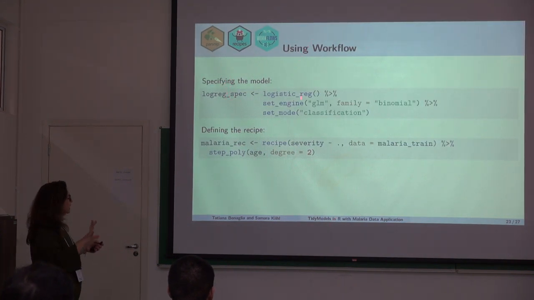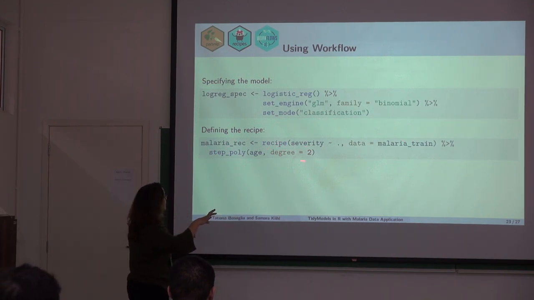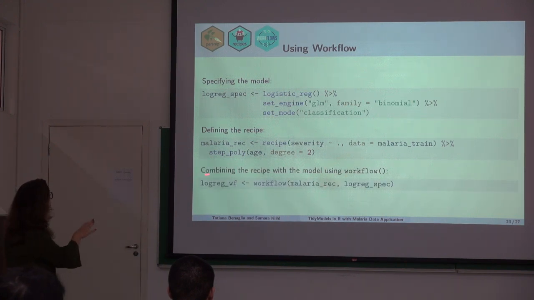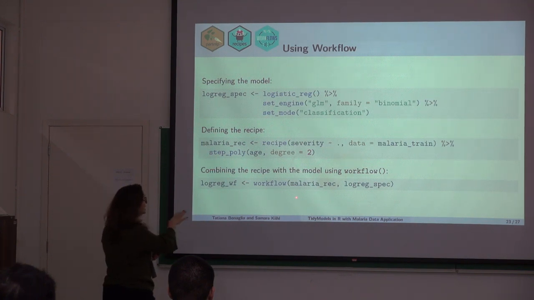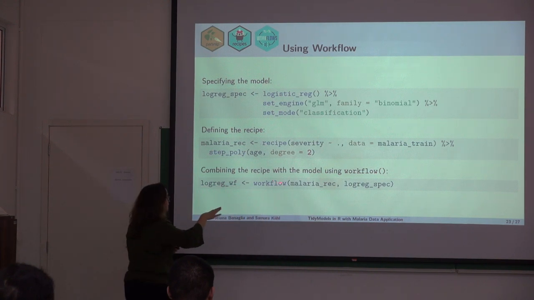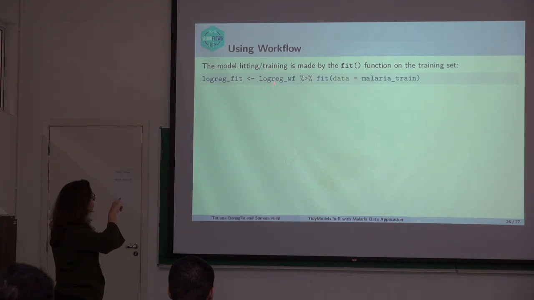So here, let's use our workflow. We specify our model, like the logistic regression with GLM, we're going to use for classification. That's not necessary, but just to show you. And then our recipe here is going to be just the formula and then the second degree polynomial in the age predictor. So then we define our workflow. See, here it's not doing anything. It's not fitting your model. It's just setting what your workflow is. Then we're going to get this workflow and fit the data with the training data.